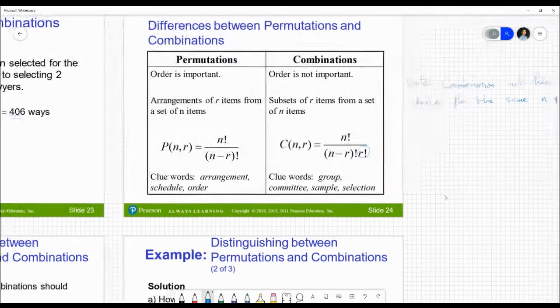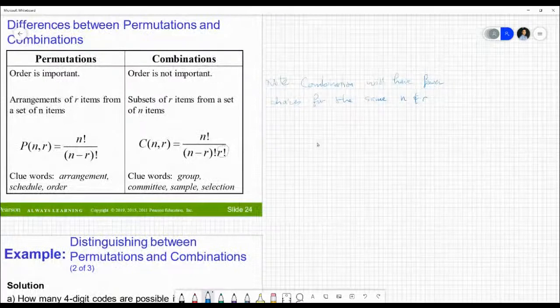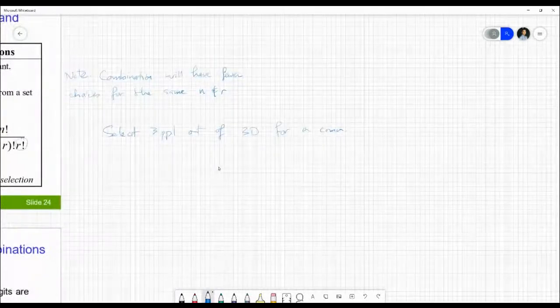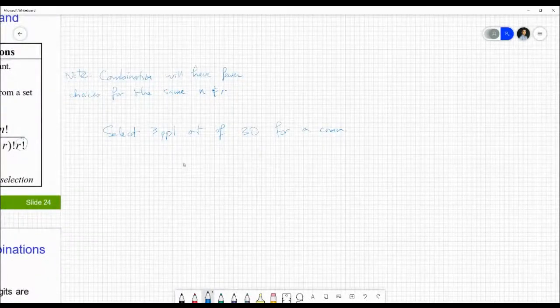So for example, let's say I want to select a committee, right? So let's say select 3 people out of 30 for a committee. Okay, so let's say I have 2 different committees. That means that I have 2 events. So let's say the first committee, there's 3 people out of 30. The second committee, let's say there's 5 people out of 30.